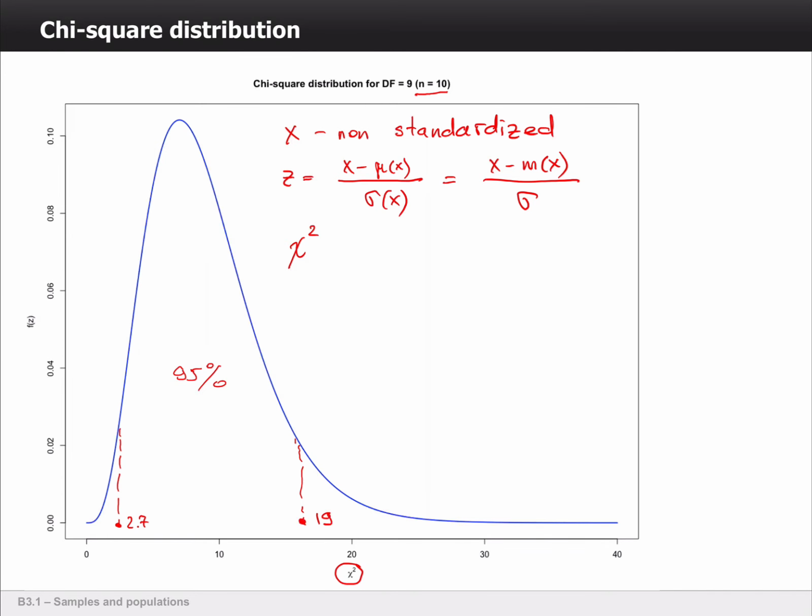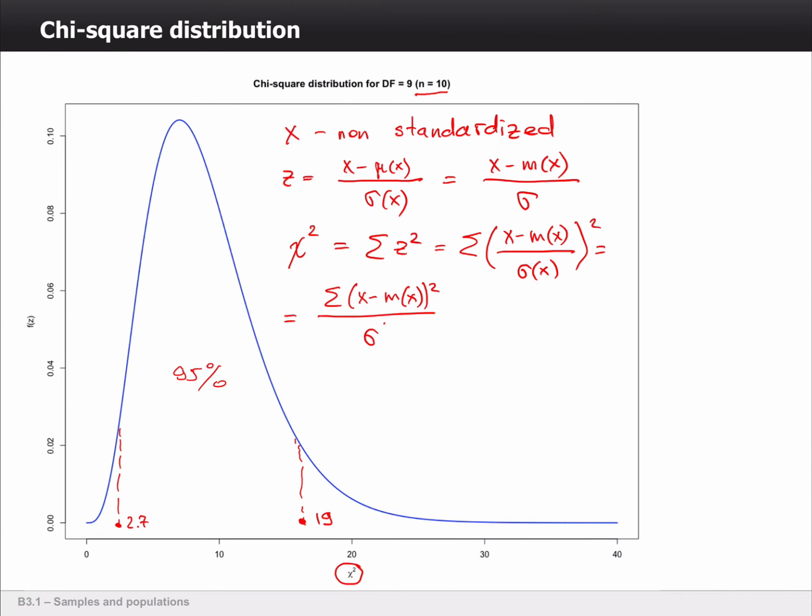Then this chi-square statistic, sometimes it's called chi-square, sometimes it's called chi-square. Actually, the correct pronunciation is chi-square, but many people say it differently. So the chi-square statistic is a sum of these squares, okay? So we can just take a sum. So it will be a sum of x minus mx divided by sigma, squared, or it's a sum of x minus mx squared divided by sigma squared, okay?